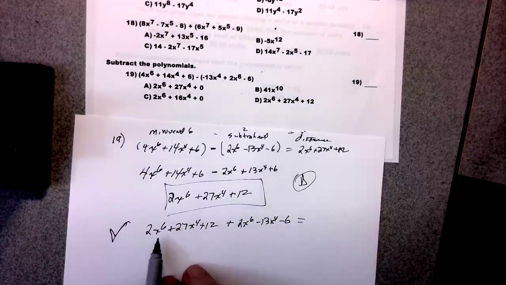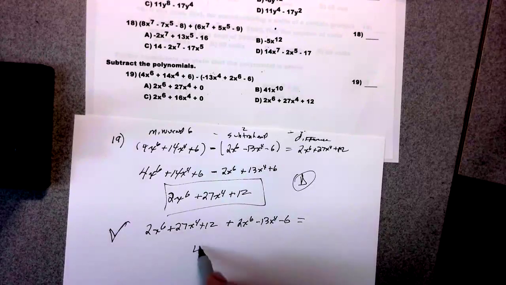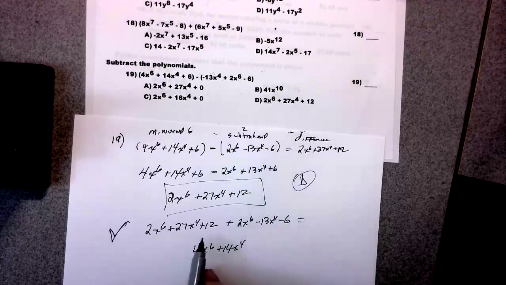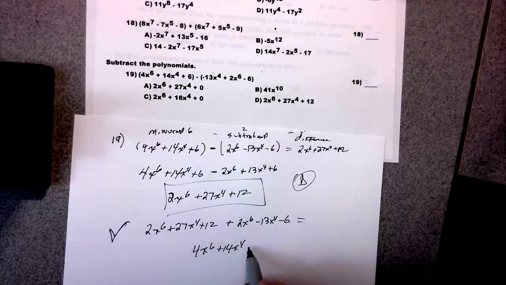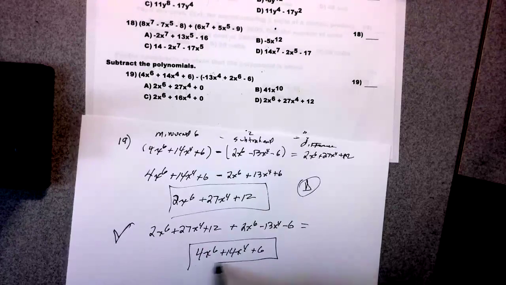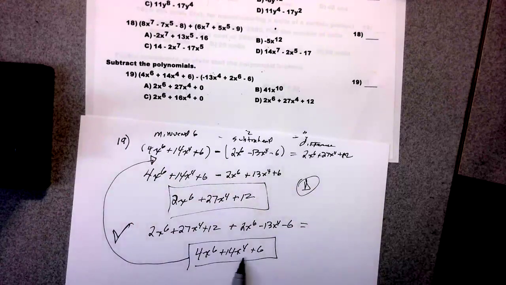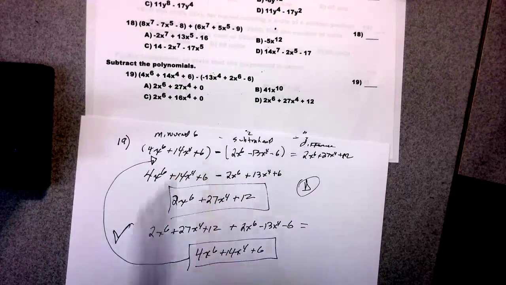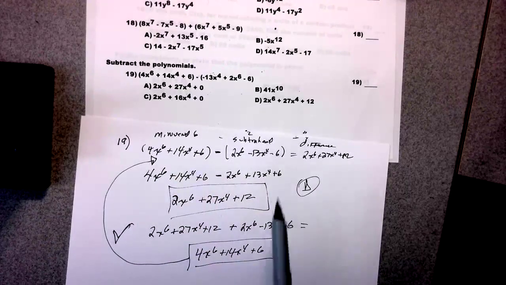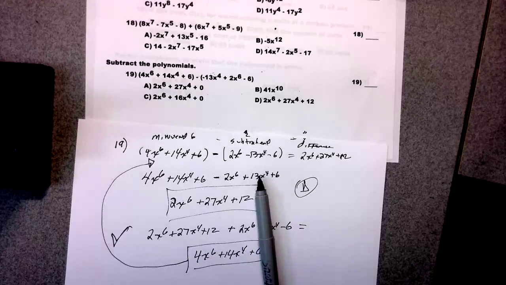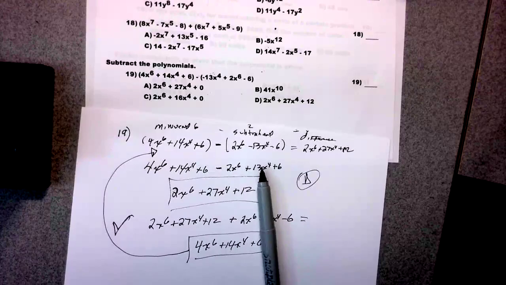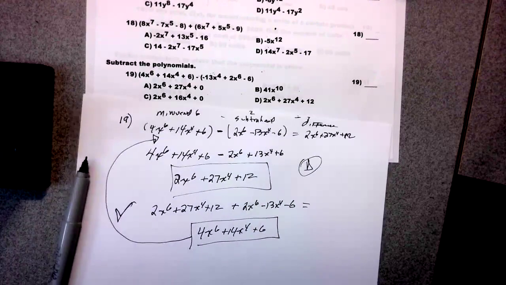So let's see what we get here. We get 2 of these and 2 of these, which gives me 4 of them. 27 take away 13 is going to be 14 of the x to the 4th. And 12 take away 6 is a positive 6. So now this should equal what we started with: 4x to the 6 plus 14x to the 4th plus 6. In fact, it works. So, hey, we did it right. We checked it. And that was pretty straightforward, I think. Is there anything else I need to add to that? I think not.